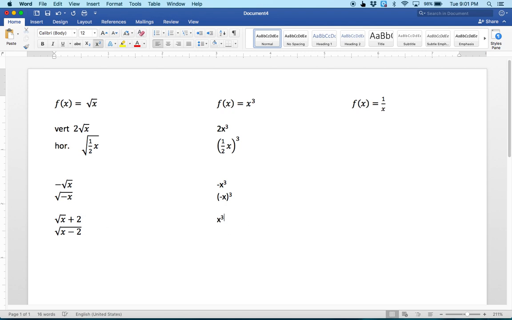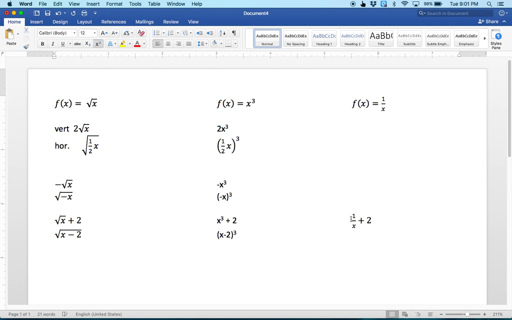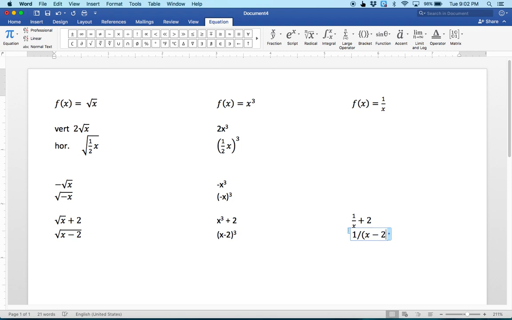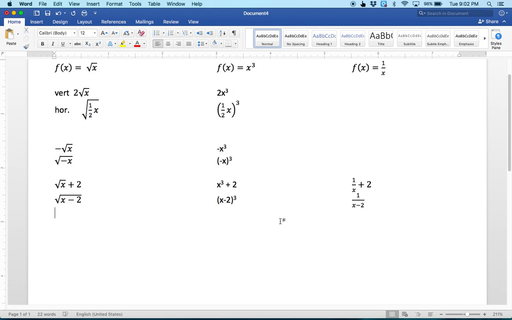Like I would see x cubed plus 2 versus x minus 2 cubed. Okay? On these ones, like this rational expression here, same thing. If I was going to do a vertical shift, it would happen after the fraction. If I were going to do a horizontal shift, it would happen under the fraction. And so then you can start working on compositions of functions, meaning doing more than one of these at a time.